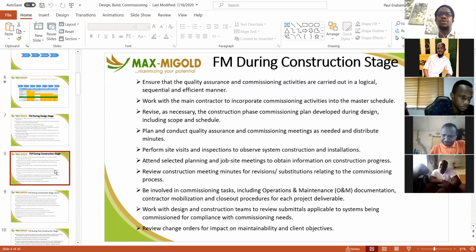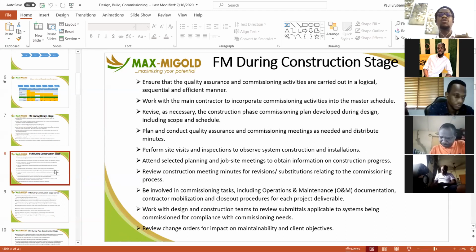What about the construction stage? Quality assurance must be going on in a logical, sequential, and efficient manner. What is quality assurance? The processes that are put in place to prevent errors, to ensure that the design and the construction proceeds smoothly and delivers the result that's intended. So if you are having processes, if you are creating audit tools, if you are creating system checks of work processes, work activities, materials being deployed, you are doing quality assurance.